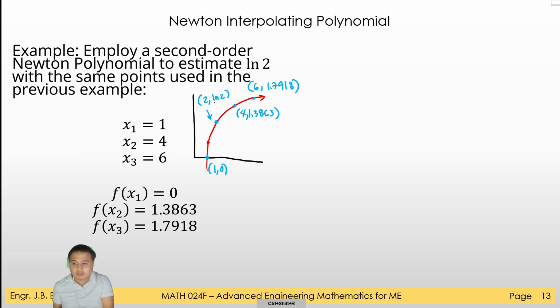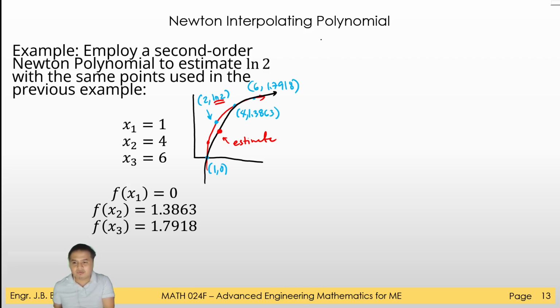To approximate this ln2, instead of a linear interpolation, the curve might look something like this. Forgive me if this is not exact, but it might look something like that. So the estimation here will be this value. Let me show you the calculation here.